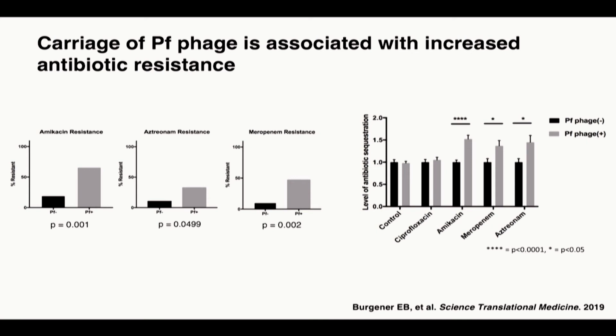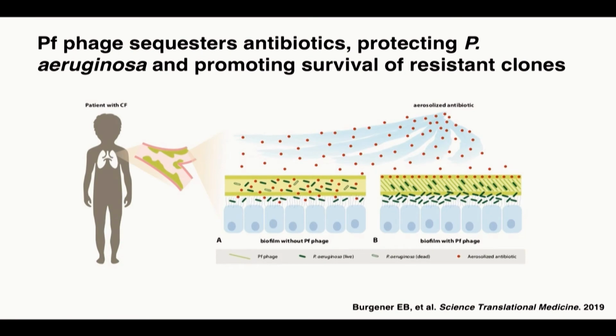And our 3 antibiotics where we saw clinical significance, amikacin, meropenem, aztreonam, were all sequestered, with ciprofloxacin, which we didn't see clinical significance, was not sequestered. So putting it all together, we think that phage within the biofilm is sequestering antibiotics, protecting Pseudomonas from the antibiotics, essentially exposing it to subtherapeutic levels and promoting the survival of resistant clones.